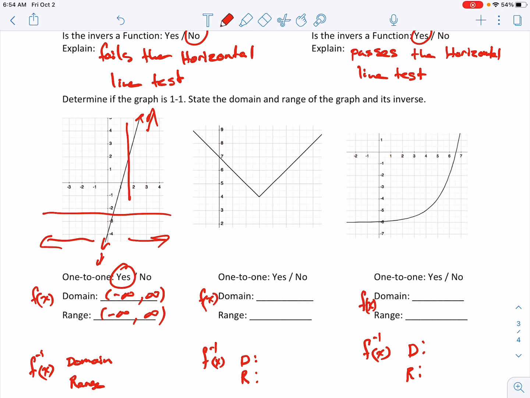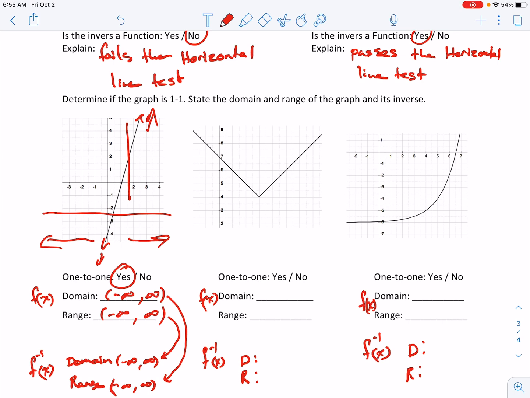Well, the inverse is going to be the domain and range switched. So the range becomes my domain, negative infinity to infinity. And the domain becomes the range. Both the domain and range are the same, so on the inverse they're still the same.